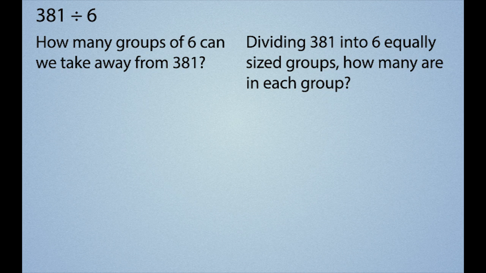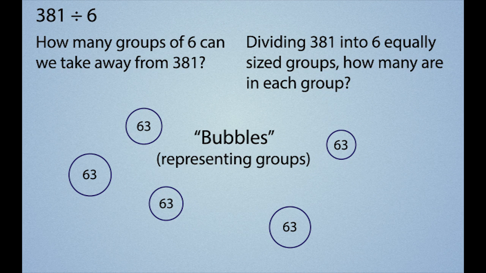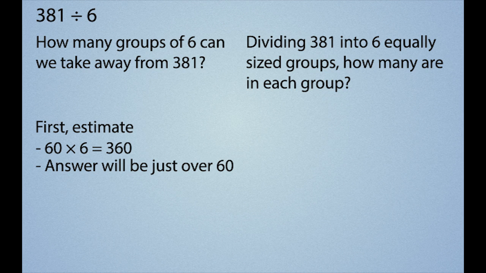I do find that some of my most struggling learners like to use what I call bubbles, or simple drawings of circles with the amount that they group into each. The first thing I ask my students to do, no matter what the question is, is to estimate. I find that this estimation actually helps them to get started using the partial quotient method, so it serves a very useful purpose. So here we would think about how many groups of 6 can I make out of 381. I know that 60 groups of 6 would give me 360, so I know that my answer is going to be a little bit bigger than 60.